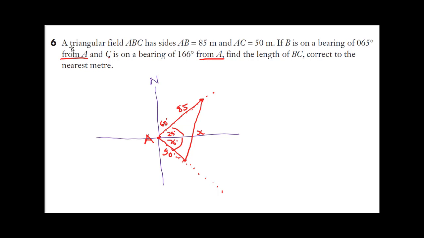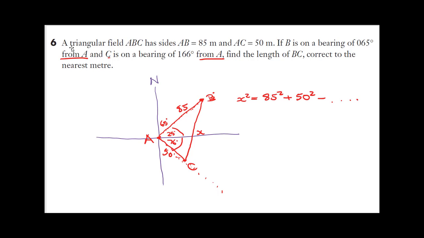We want to know this distance from B to C. Oh, that's a terrible B. From B to C, and so we've got an angle inside the triangle with two sides either side. That's going to be a cosine rule. So x squared equals 85 squared plus 50 squared minus ... You can do the rest from there.